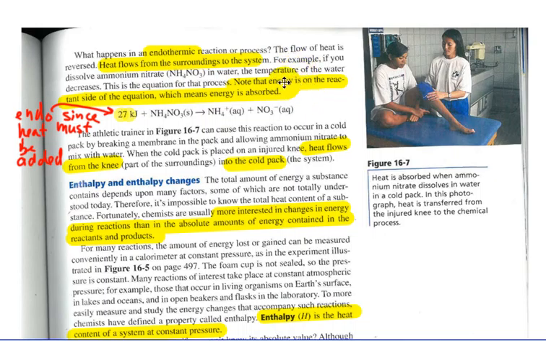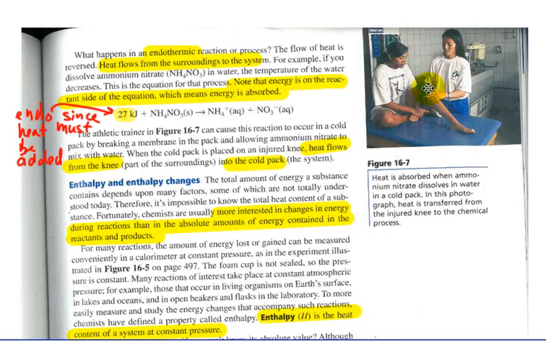For example, if you dissolve ammonium nitrate in water, the temperature of the water decreases. This is the equation for that process. So it's a reaction that involves energy, and I think we'll maybe do this in class. We'll do a demo in which you can actually see that. And of course, a cold pack, ammonium nitrate dissolved in water, or ammonium chloride does that.